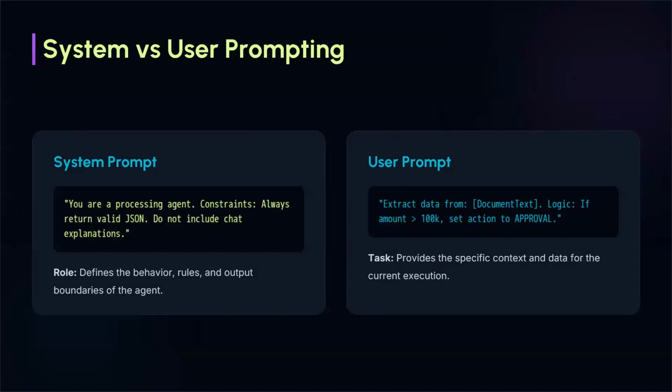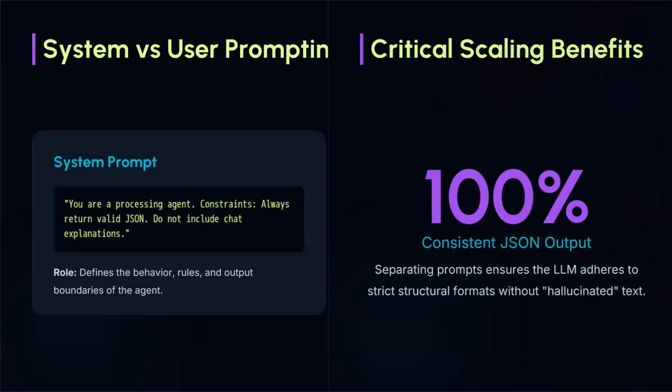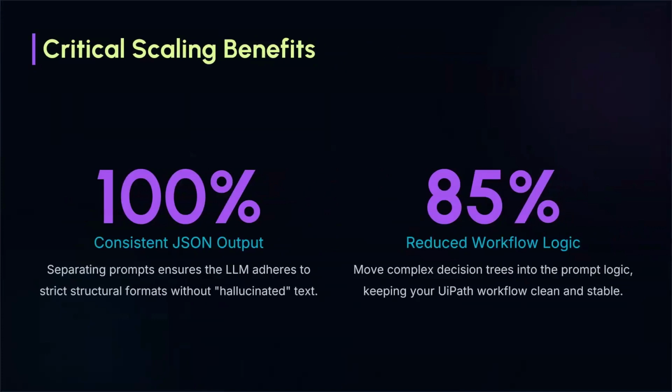Now, what is system prompting? In general terms, it defines the behavior of an AI. It can be rules, boundaries, and an output format. Now, the user prompt is basically the task. What it's supposed to do. Why they actually matter is because, if you have these two separately defined in your automation, your output becomes more consistent, your JSON data doesn't break randomly, and your agent will behave predictably.